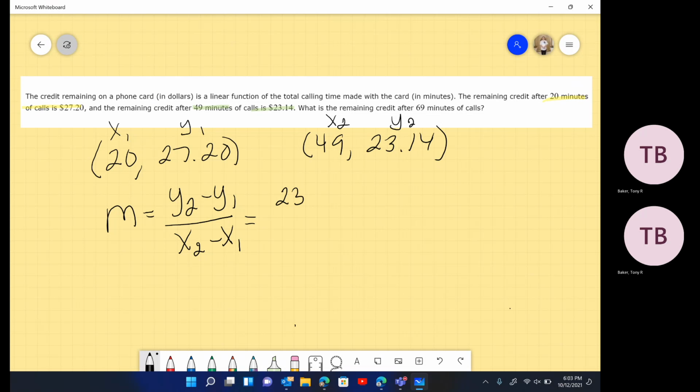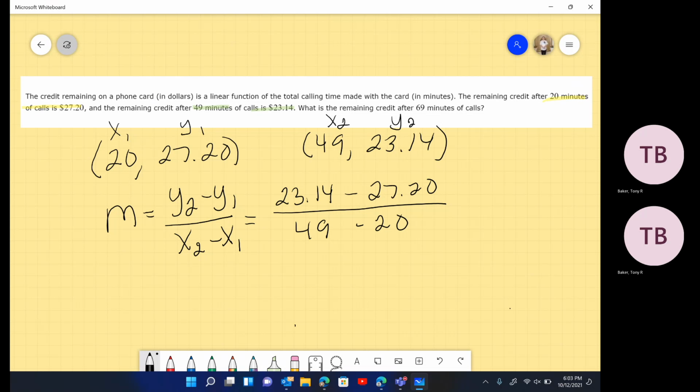So I've got 23:14 minus 27:20 over 49 minus 20. This is the slope equation. A lot of times, the mistakes you're going to make in this, if you do not label them, is you're going to subtract the 2 wrong numbers, like subtracting 27:20 and 20, which would be bad.